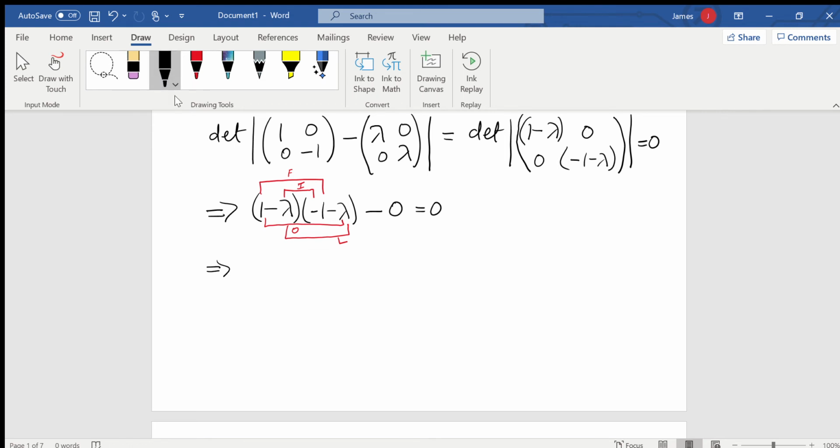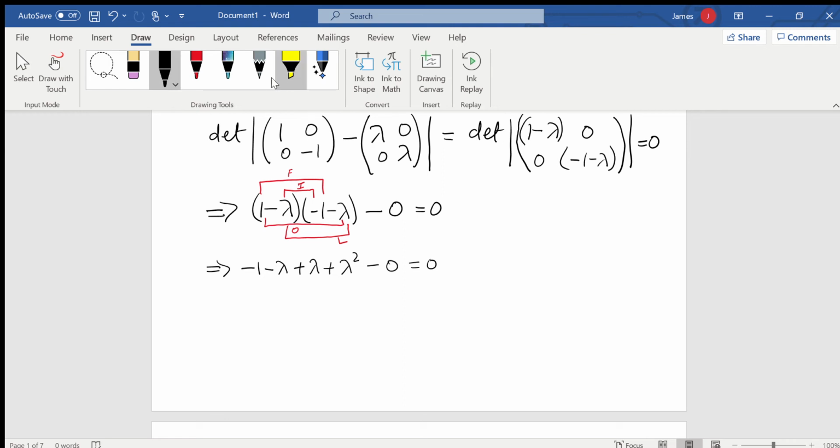So the first is 1 by minus 1, which is just minus 1. And then plus we have outer, which is 1 by minus lambda, which is minus lambda. And then inner, we have minus lambda multiplied by minus 1, which is plus lambda. And then last, we have minus lambda by minus lambda, which is plus lambda squared. Okay? Subtract 0 equals 0. Okay.